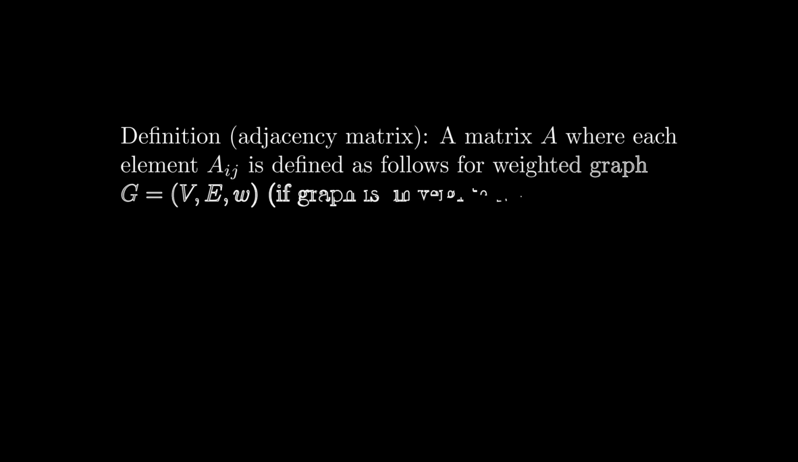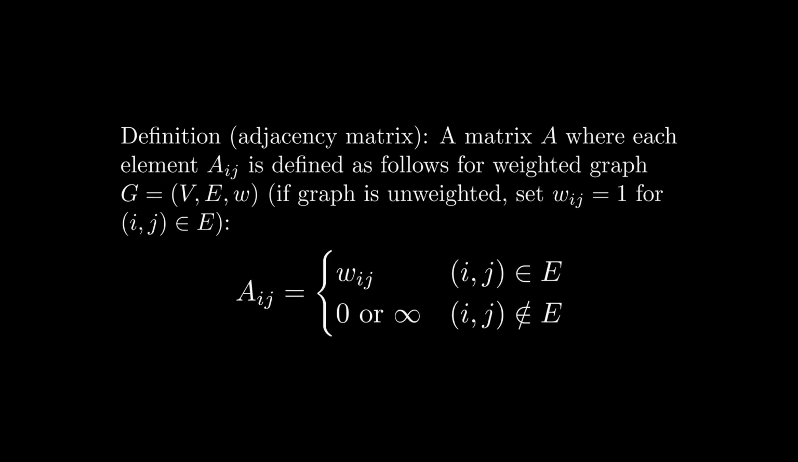One such structure is an adjacency matrix, where for a weighted graph G equals (V, E, W), each element A_ij is equal to W_ij if ij is in E. If ij is not in E, then A_ij is set to either 0 or infinity, depending on whichever is appropriate for the given context. Note that if we have an unweighted graph, we can simply assume that A_ij equals 1 for all ij in E.